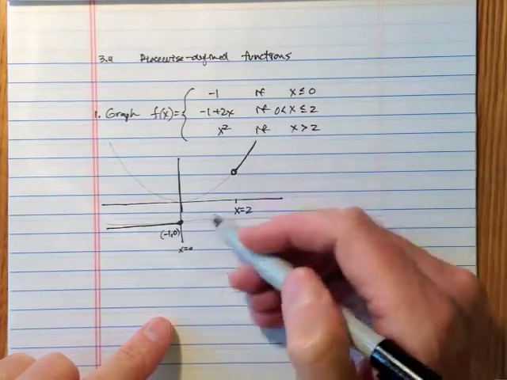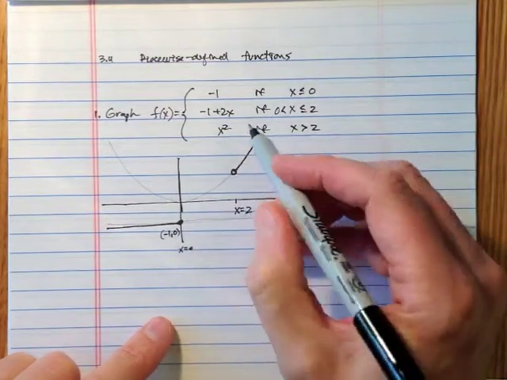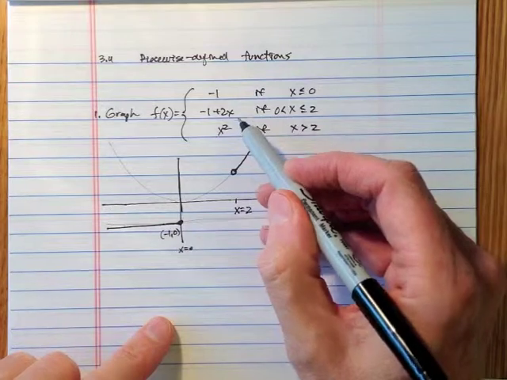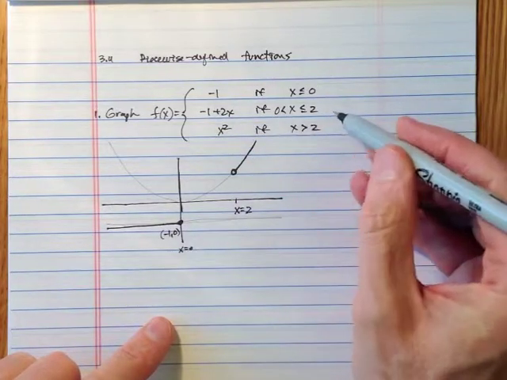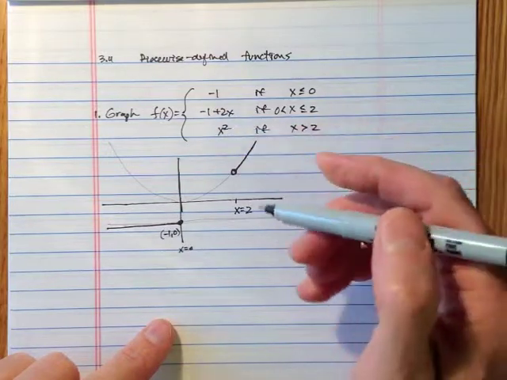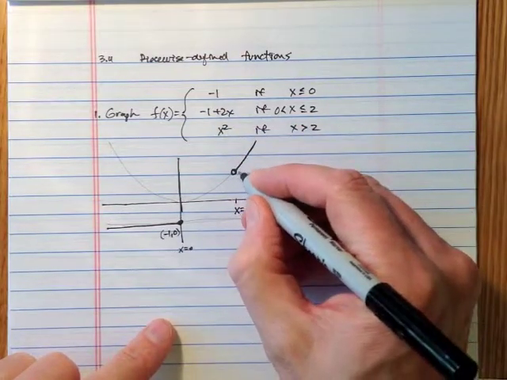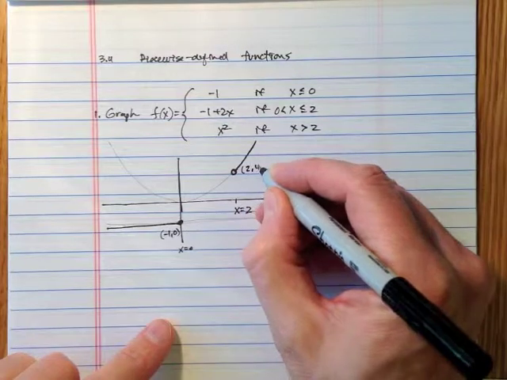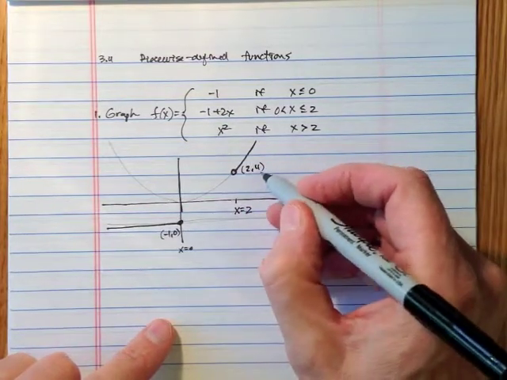Now my graph really isn't to scale, so I think what I'm going to do is graph what this line does at x equals 2. At x equals 2, the line has altitude negative 1 plus 4, which is 3. This was 2 comma 4. When x equals 2, the height of the parabola is 4.